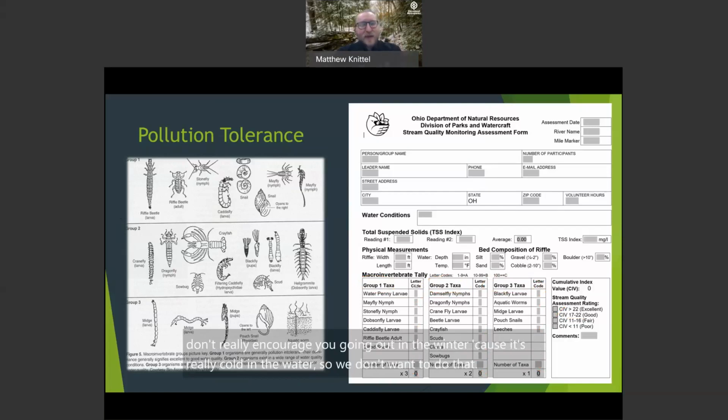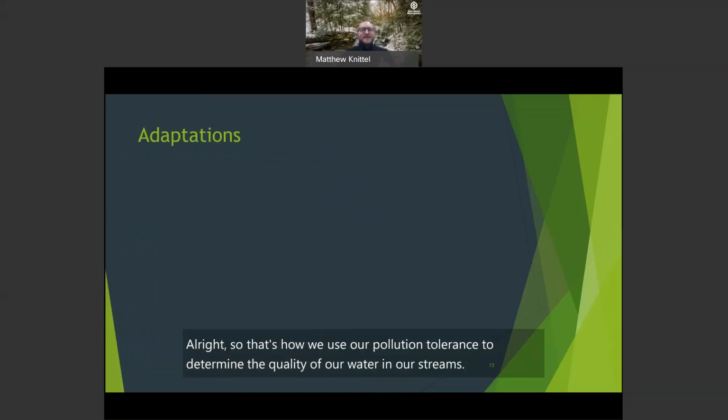All right, so that's how we use our pollution tolerance to determine the quality of our water in our streams. So again, I was talking about some of these adaptations that these organisms have in order to survive these kind of low oxygen conditions and other conditions, and just being able to survive in streams in general. So I wanted to showcase a few of those.